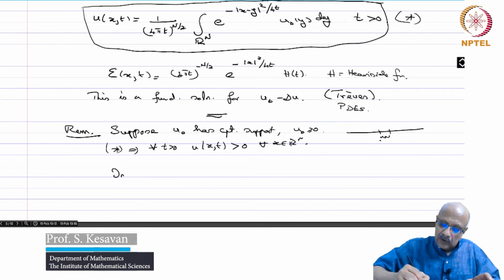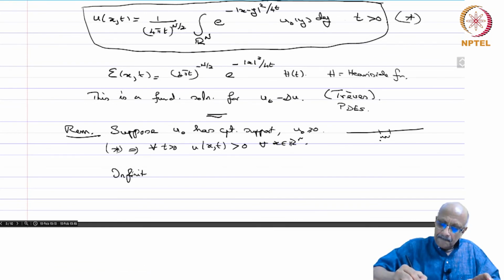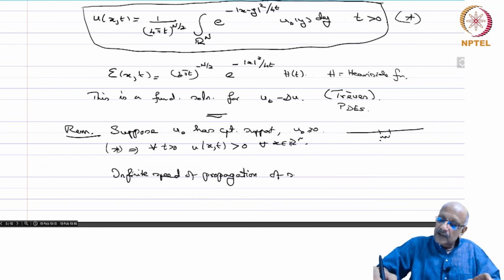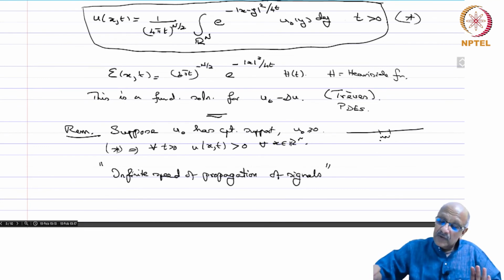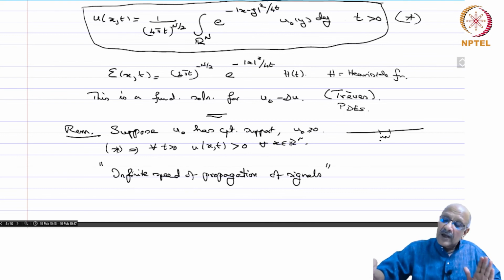So this is called the infinite speed of propagation of signals. This is the technical term in PDE. Unlike the wave equation, which will have a finite speed, that means if you have initial data of compact support, the solution at any time t will also have compact support. So if you switch on a light, it won't become bright everywhere, it will only be bright inside the light cone. We will see that later on.